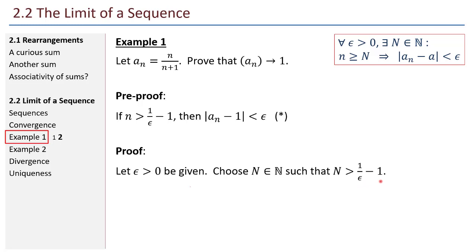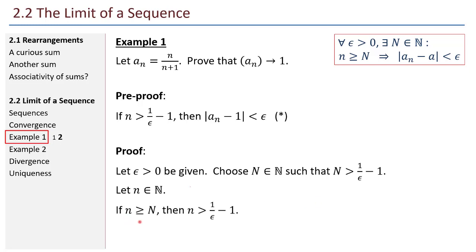Now, if you didn't know the pre-proof, you would look at this 1 over epsilon minus 1 and think, what? Where in the world did they get that from? It looked like it was just pulled out of thin air. But there's a reason for it. We'll see why that is the right number to choose. Okay. Let n be a natural number, and observe.